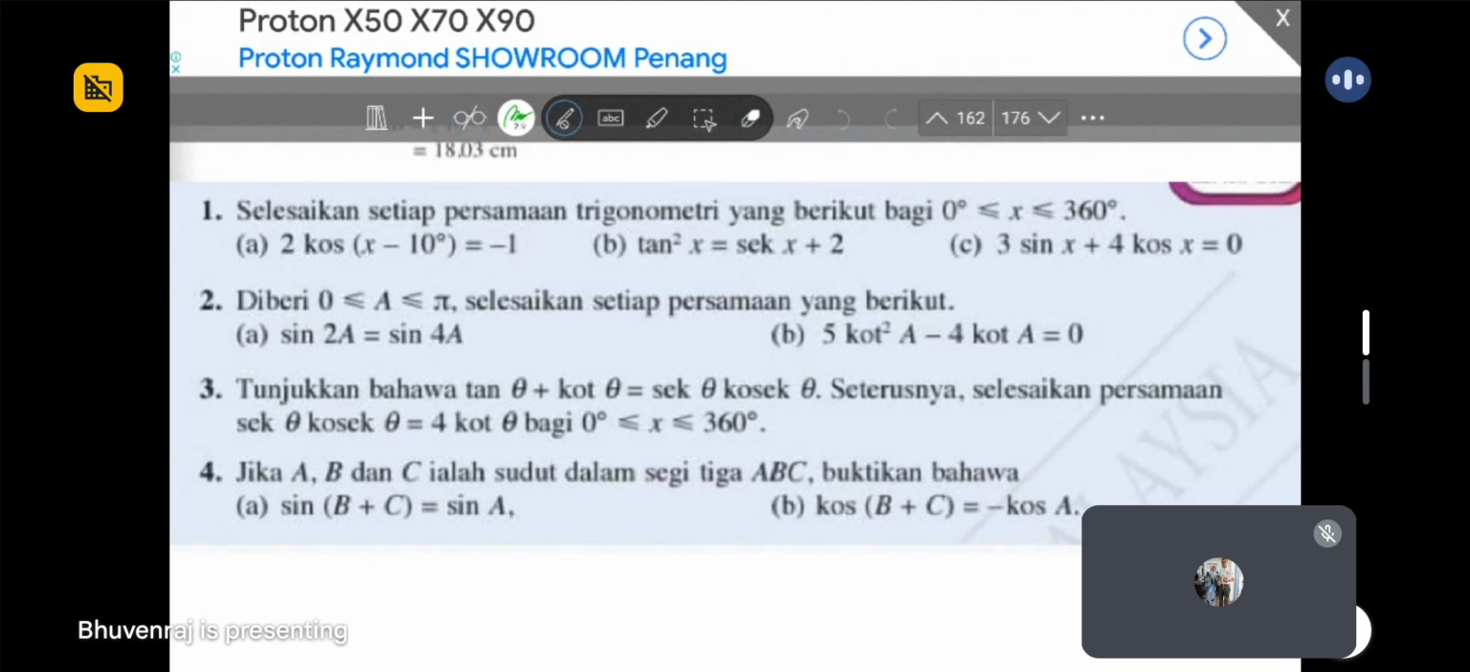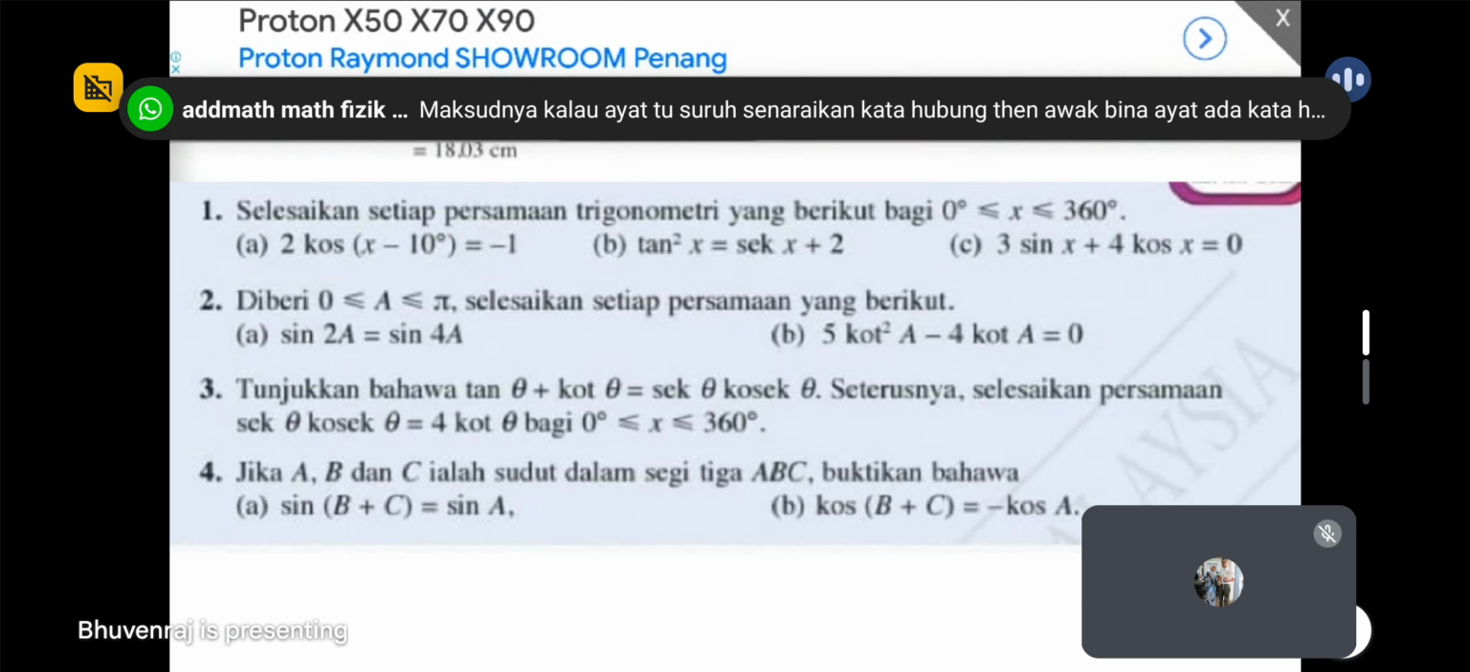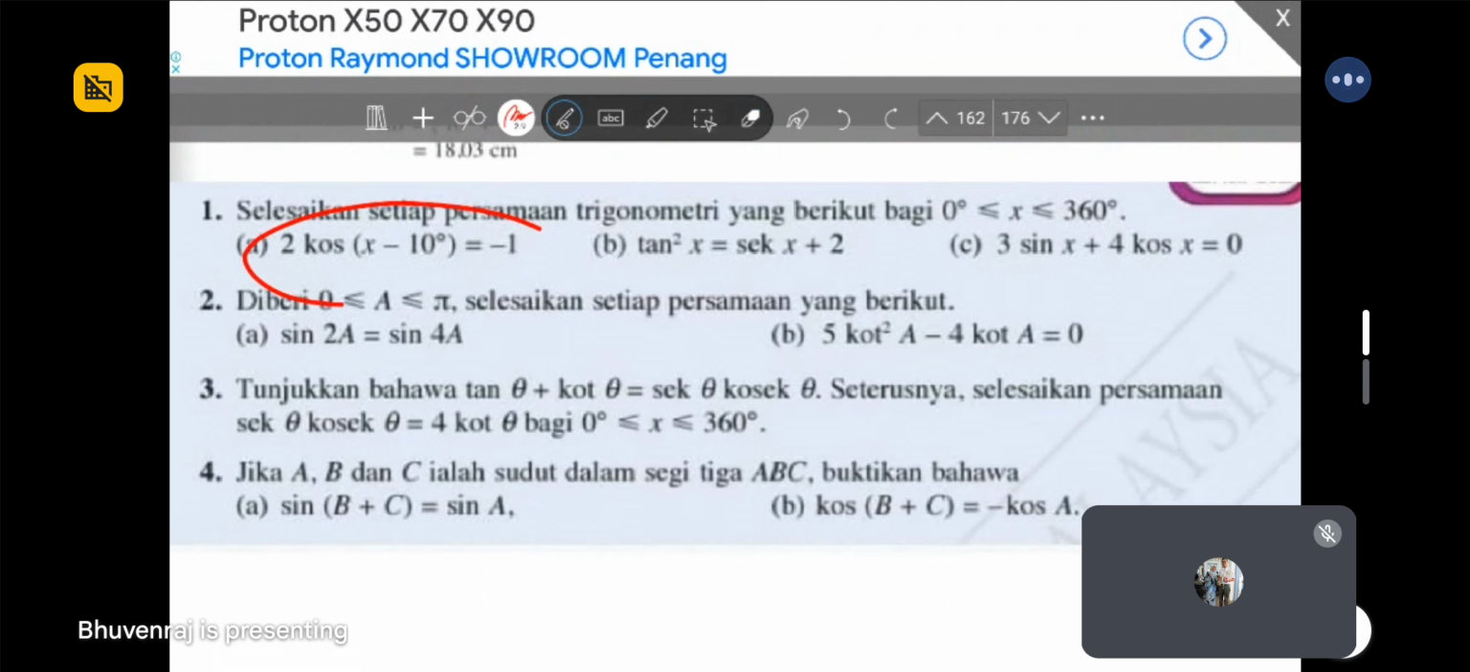So the first question we're going to see is how we're going to solve some Trigo equations. Kita akan cuba selesaikan persamaan trigonometri. So let's see question A, guys. When you see question A, how are you going to solve the equation? Macam mana kamu akan selesaikan persamaan untuk A?